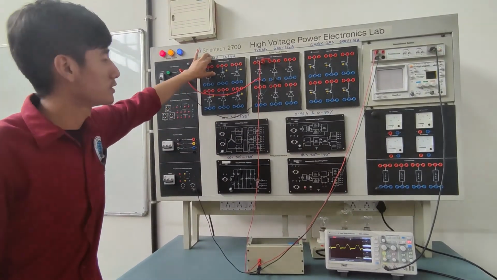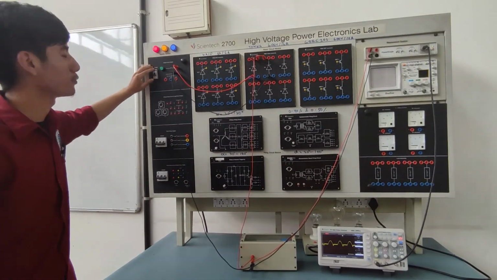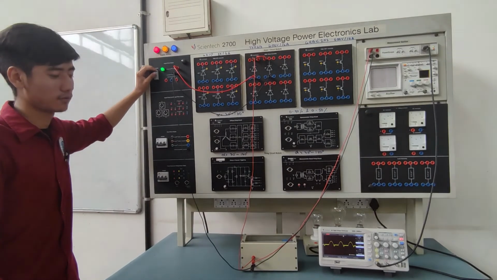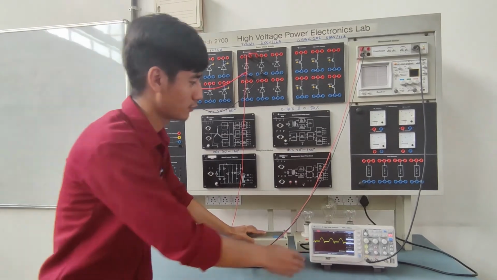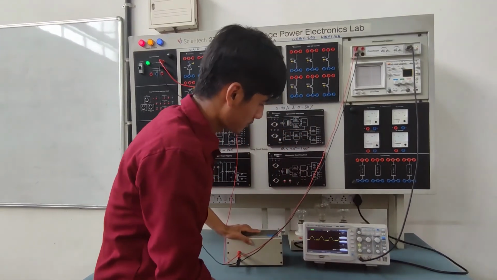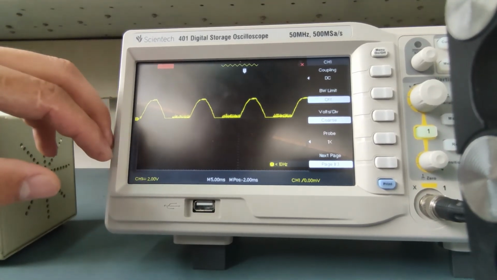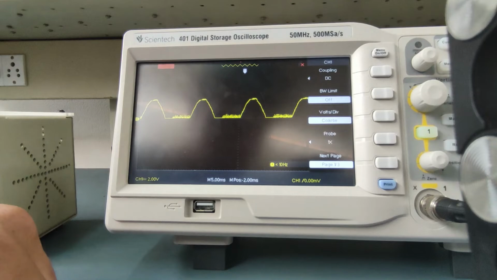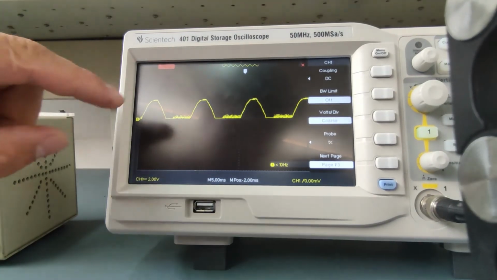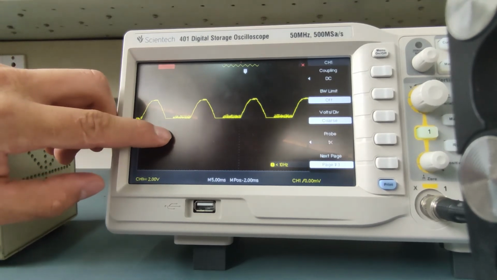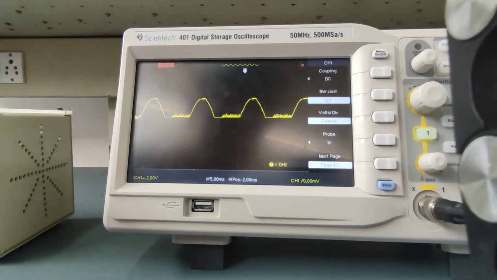Now that the connections are all done, we would like to see the output waveform. This is the observed output waveform for the single phase half wave uncontrolled rectifier with freewheeling diode, and here we observe that there is no negative output voltage registered, and this is the use of freewheeling diode.